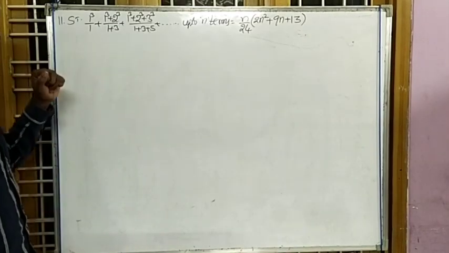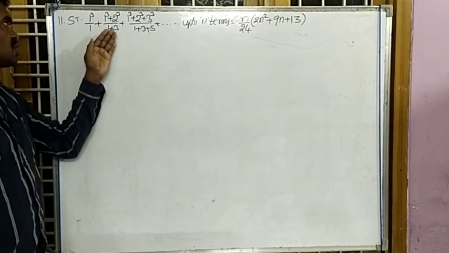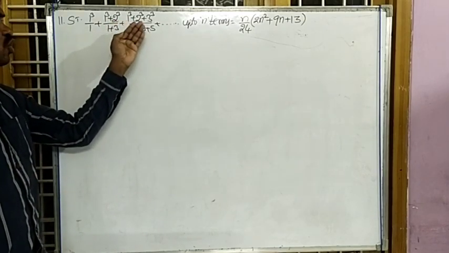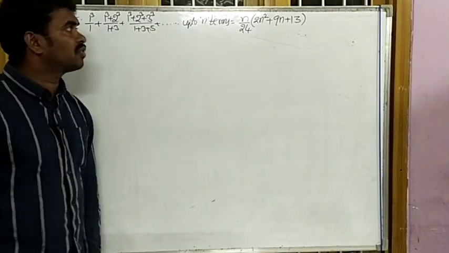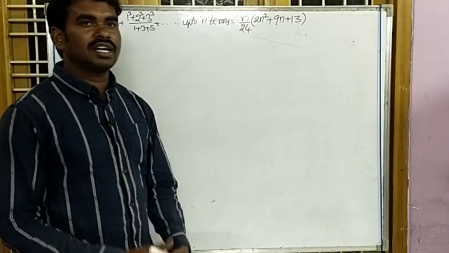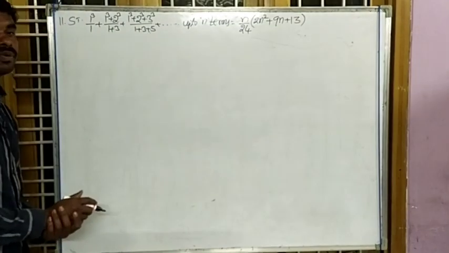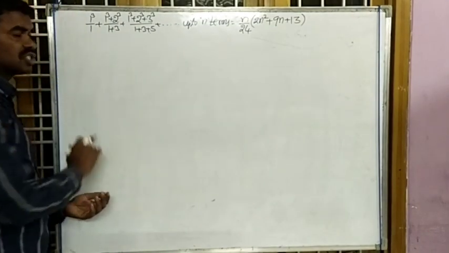Next problem. Show that 1 cube by 1 plus 1 cube plus 2 cube by 1 plus 3 plus 1 cube plus 2 cube plus 3 cube by 1 plus 3 plus 5, and so on up to n terms is equal to n by 24 into 2n square plus 9n plus 13. This is a very important problem. So note it down, the previous question was also important.